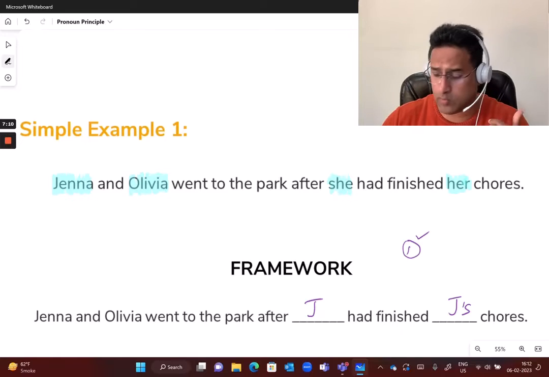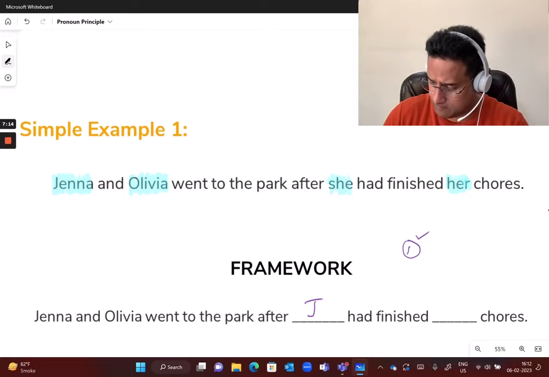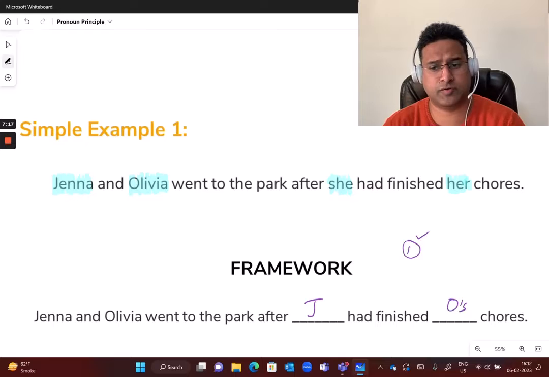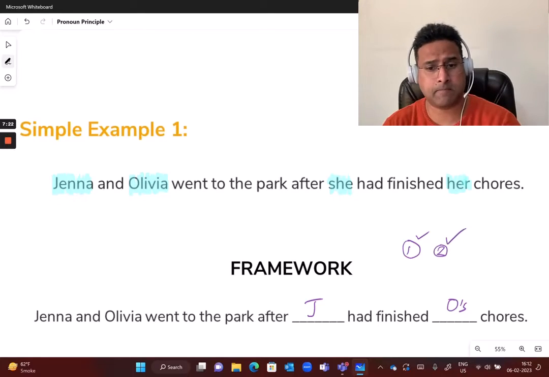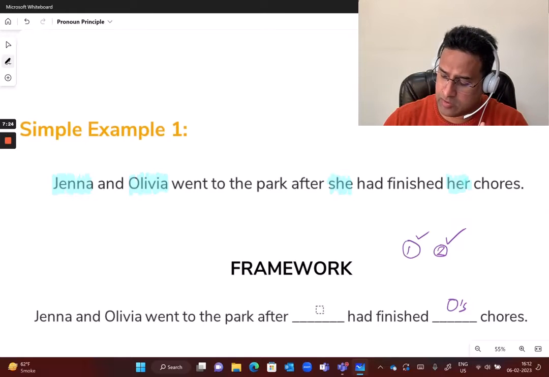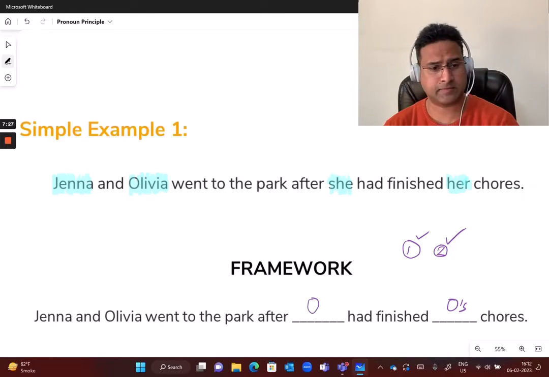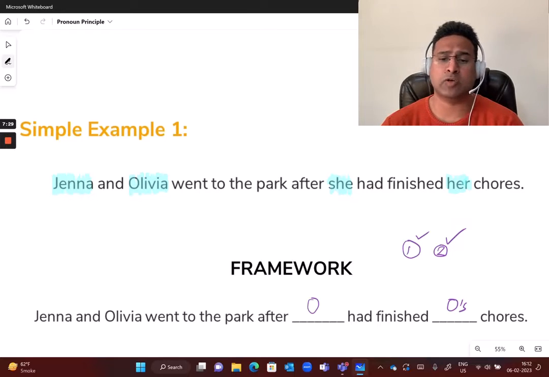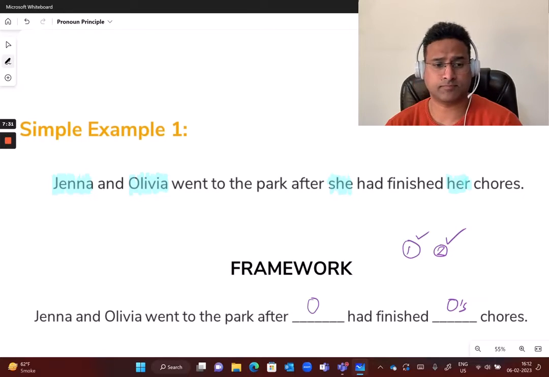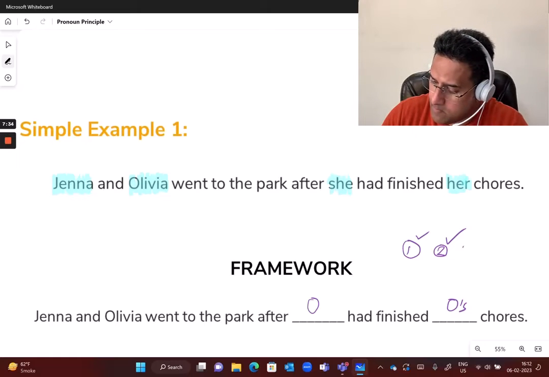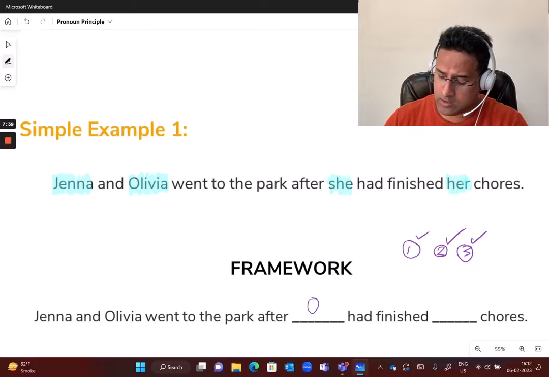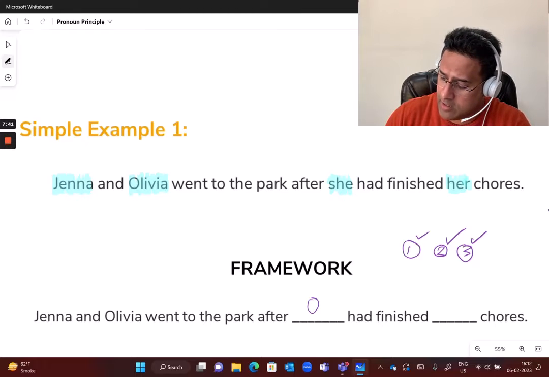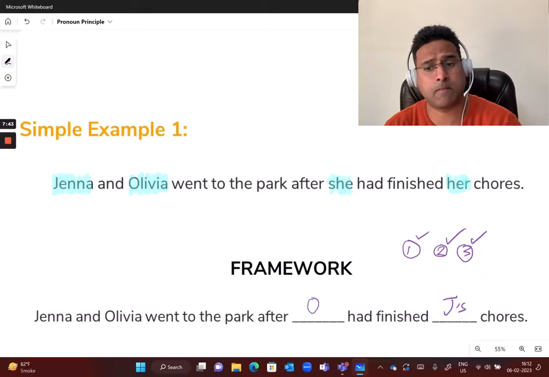Now, let's make a small change. Jenna and Olivia went to the park after Jenna had finished Olivia's chores. Does that make sense? It certainly does. Now, let's change Jenna to Olivia here and see what happens. Jenna and Olivia went to the park after Olivia had finished her own chores. That makes sense, but it's a third possible idea. And last but not least, Jenna and Olivia went to the park after Olivia had finished Jenna's chores.